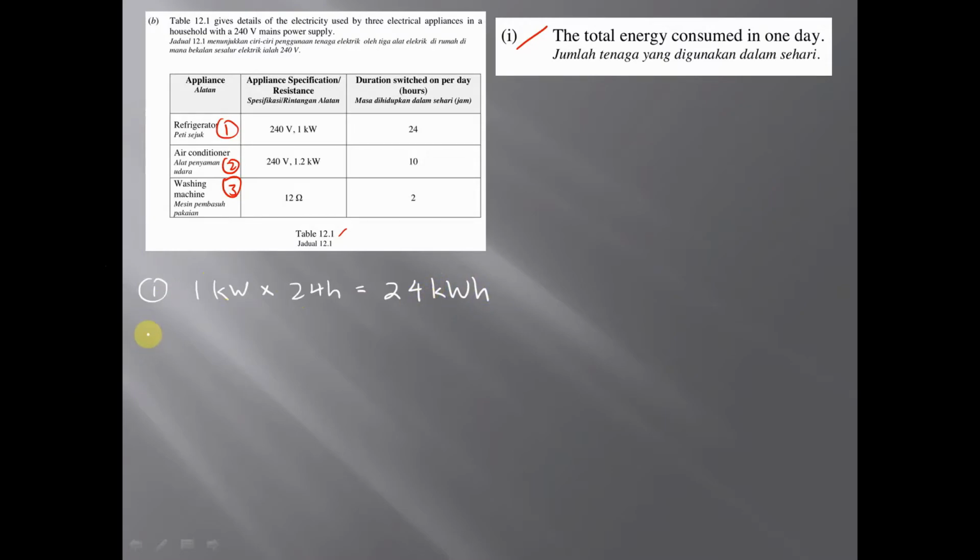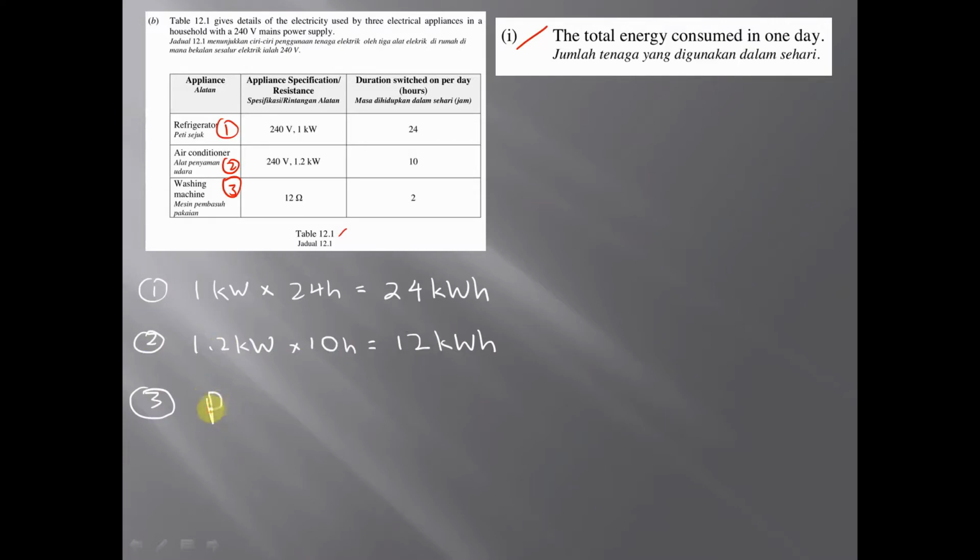Alat pertama. The second appliance is 1.2 kilowatt multiplied by 10 hours. So obviously you will get 12 kilowatt hour. As simple as that. But the third appliance gives us only ohm. But you need the power. We need to find the power first.